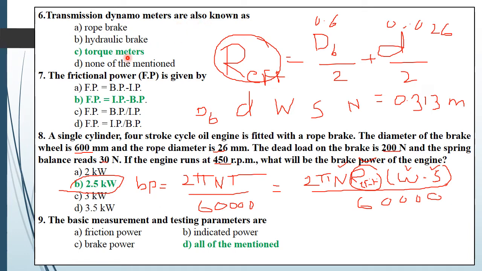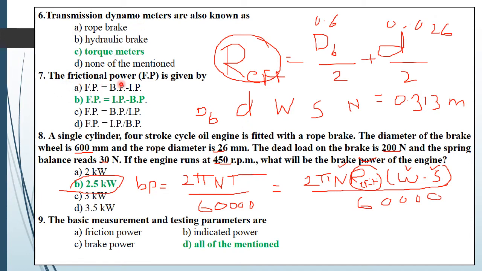So what is a transmission dynamometer? In transmission dynamometers, the power is transmitted to the load coupled to the engine after it is indicated on some type of scale. That is known as the transmission dynamometer. So the torque meter is also known as the transmission dynamometer.